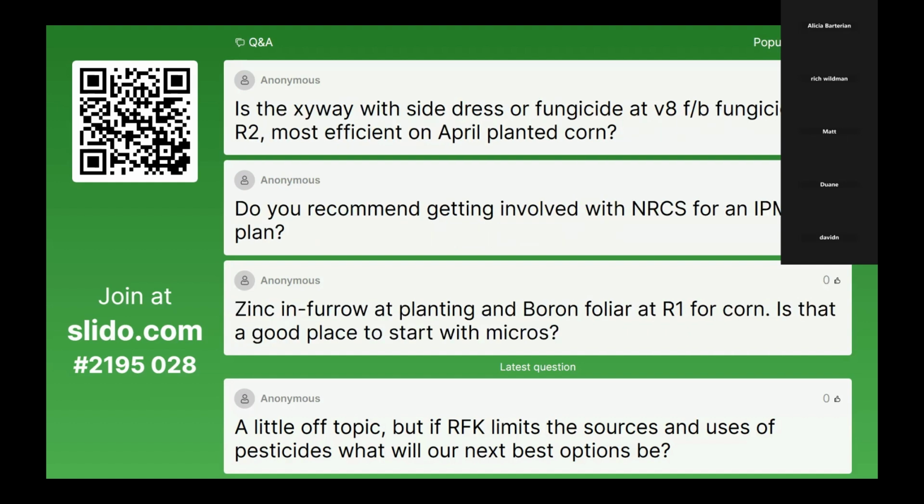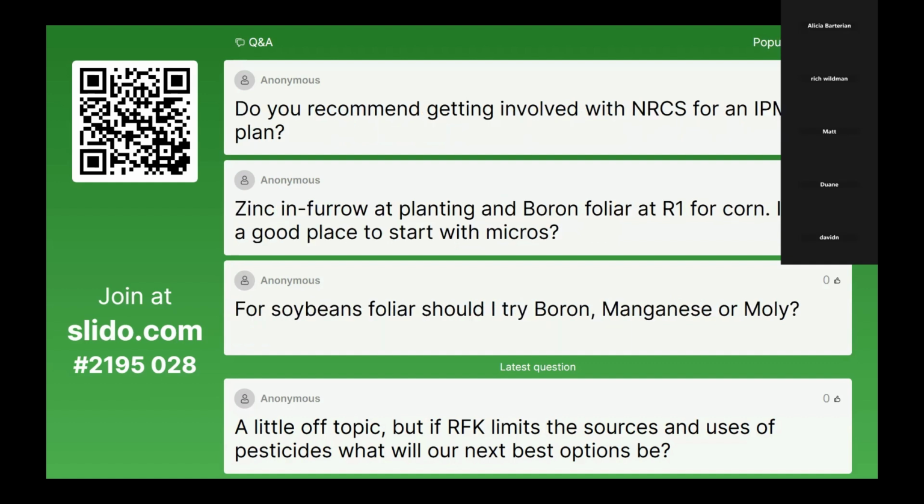Kind of like Dave. And then zinc in furrow at planting and boron foliar on R1. Yes.